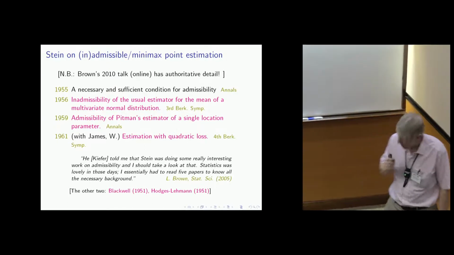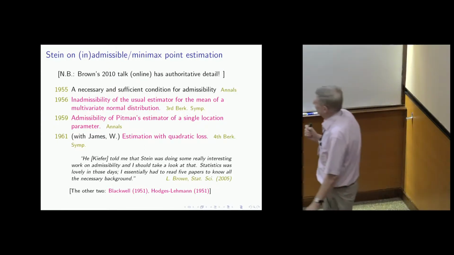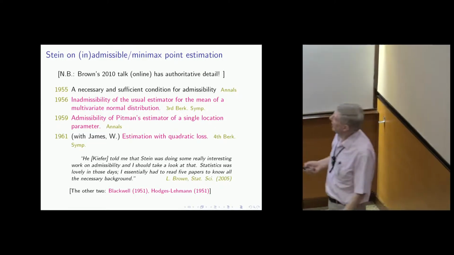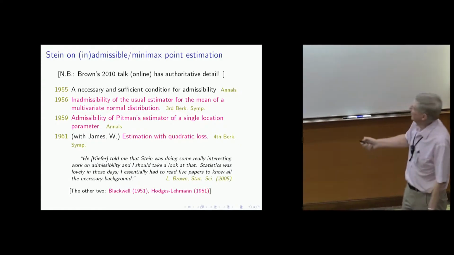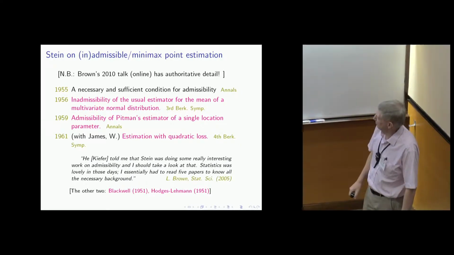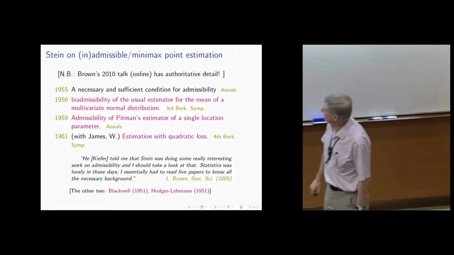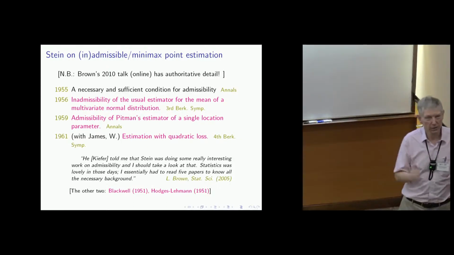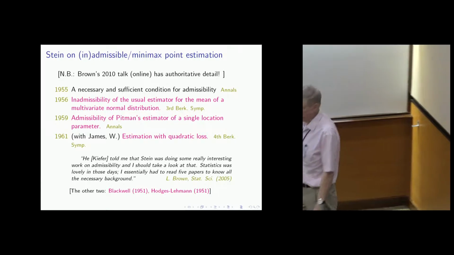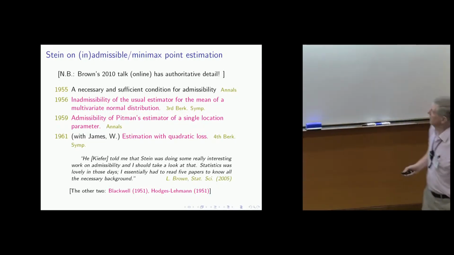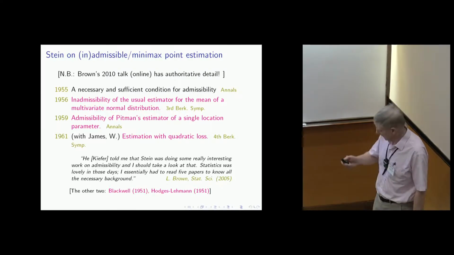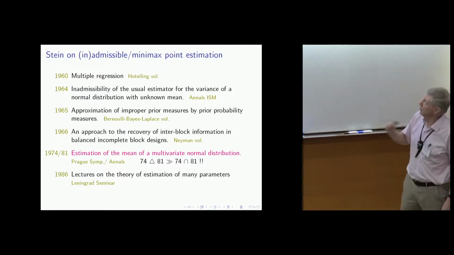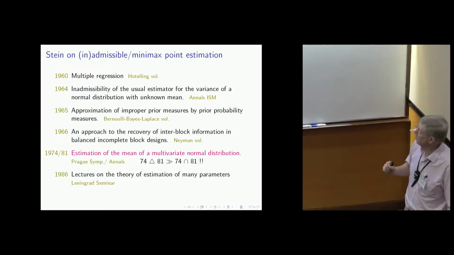So Jack Kiefer, Larry's advisor, pointed him to Charles's work. And Larry said, well, there were basically 5 papers that I had to read. And these are 3 of them. And the other 2 were David Blackwell and Hodges and Lehmann papers on admissibility. And what's also remarkable about these papers is that they are marvels of concision. None of them is more than 20 pages, and most of them, I think, are about 10. So those were the days.